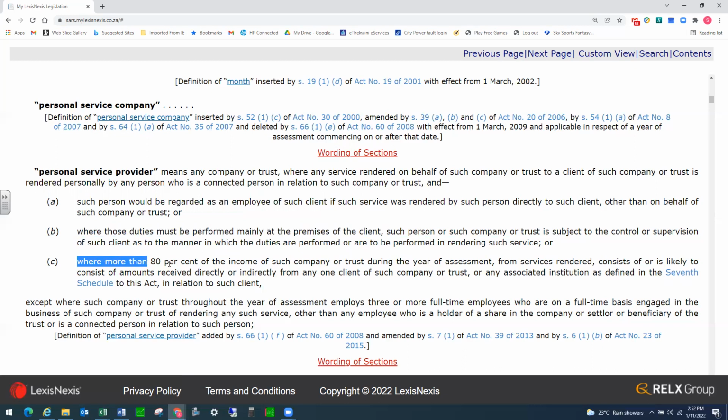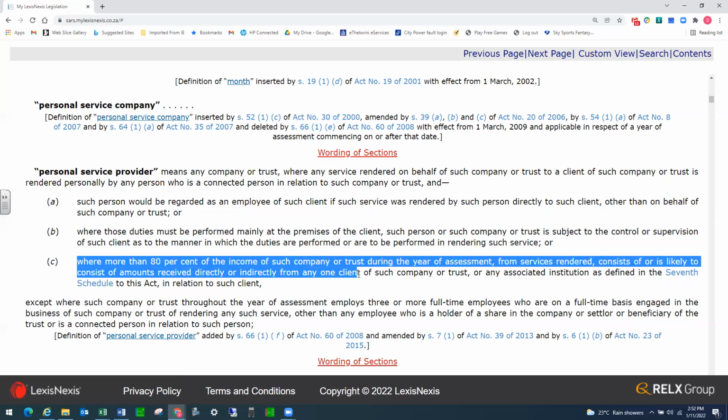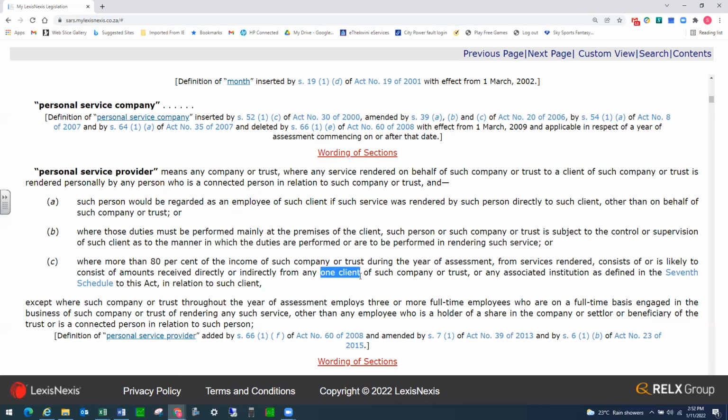It says when more than 80% of the income of such company or trust during the year of assessment is likely to be received from any one client. You see one client over there. So they were getting 100% of their income from Coke. And it says, except at the bottom here, where you employ 3 or more full-time employees. So if you do employ 3 or more full-time employees, then you're not a personal service provider. Correct, but they cannot be connected persons. So you'll see it says not a connected person to you. Can't be your family.